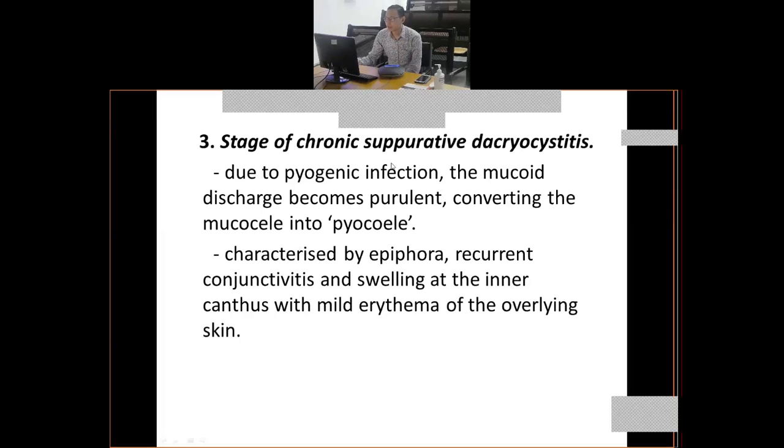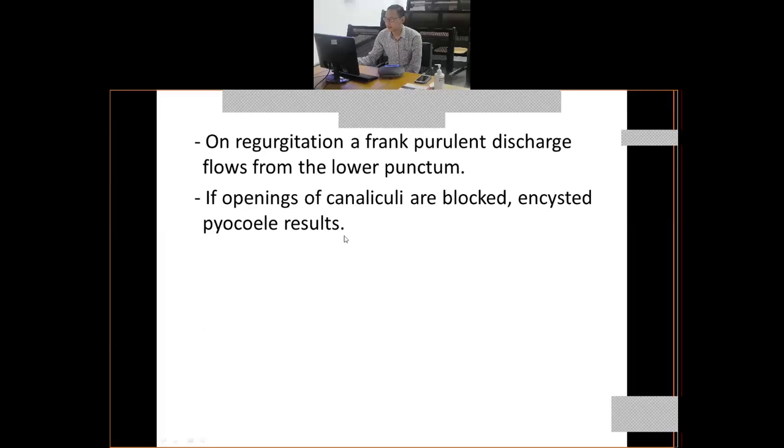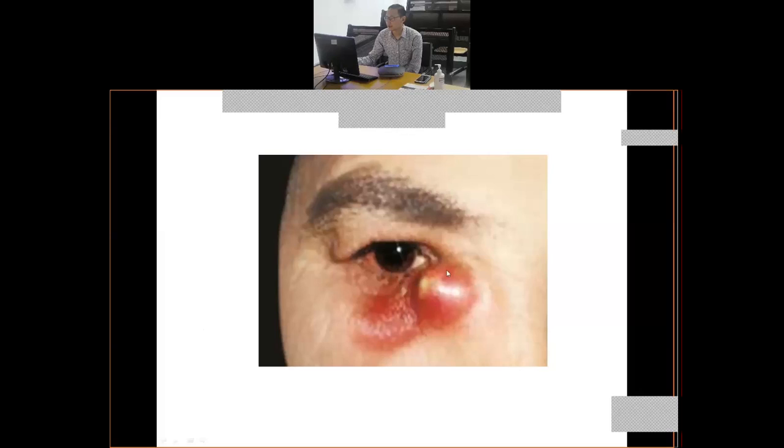Then the stage of chronic suppurative dacryocystitis. It occurs due to pyogenic infection. Mucous discharge becomes purulent, converting the mucocele into pyocele. Characterized by epiphora, recurrent conjunctivitis, and swelling at the inner canthus with mild erythema of the overlying skin. On regurgitation, a frank purulent discharge flows from the lower punctum. If the openings of the canaliculi are blocked, an encysted pyocele results. You can see in this picture there's a swelling in the lacrimal sac area. The pus point is also visible here.